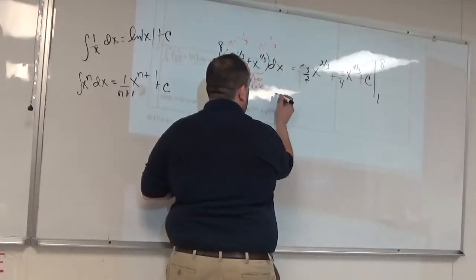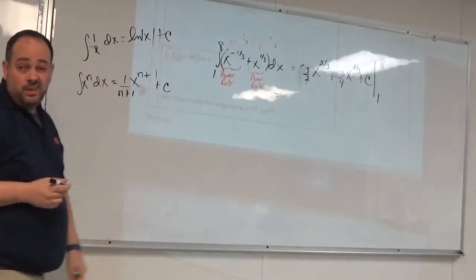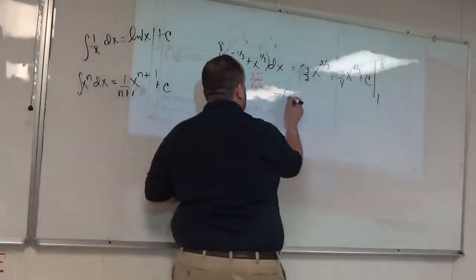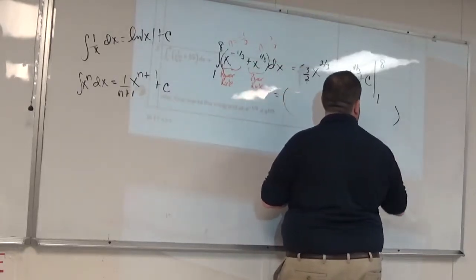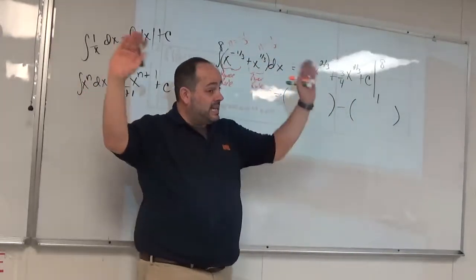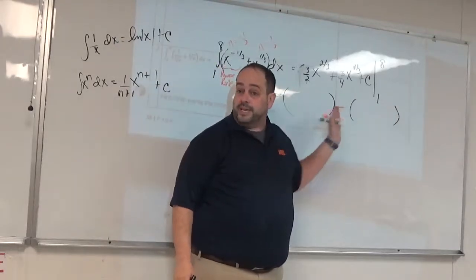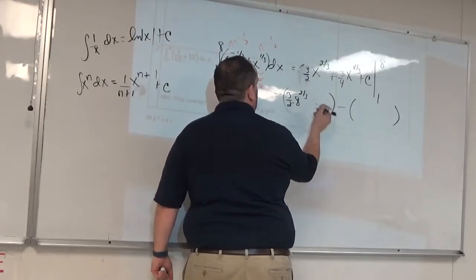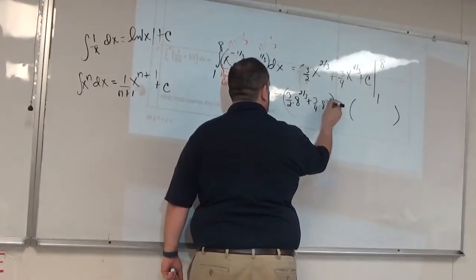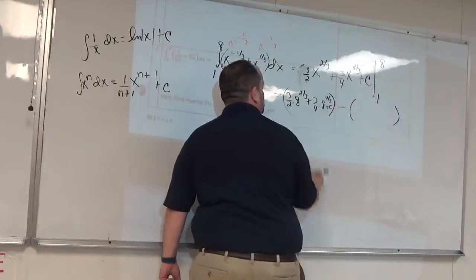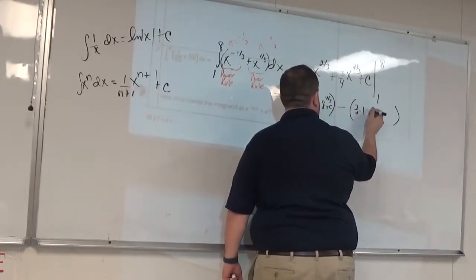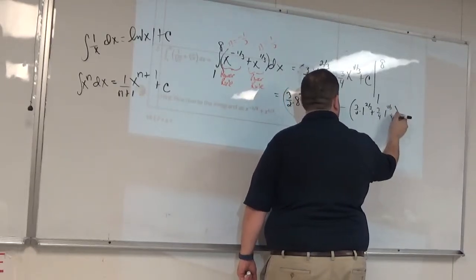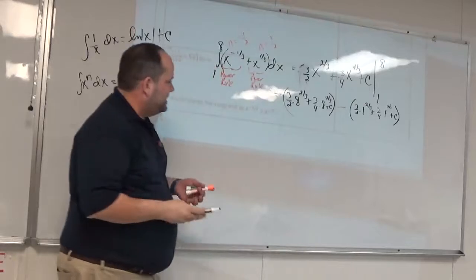All right, what do we do next? Plug in. We're going to plug in the 1, we're going to plug in the 8, and which one gets plugged in first? 8. So everything when you plug in 8 minus everything when you plug in 1, and as Destiny said, parentheses, because I want you to group things well here. So we plug in 8. 3/2, 8 to the 2/3, plus 3/4, 8 to the 4/3, plus C. Plug in the 1. 3/2, 1 to the 2/3, 3/4, 1 to the 4/3, plus C.